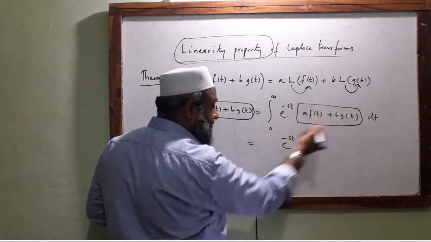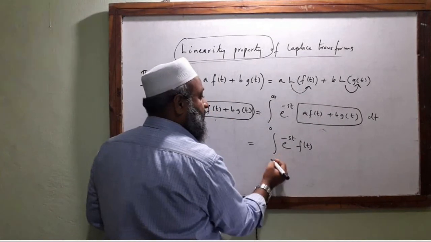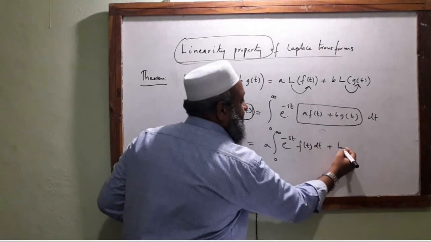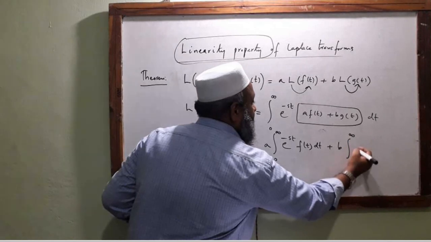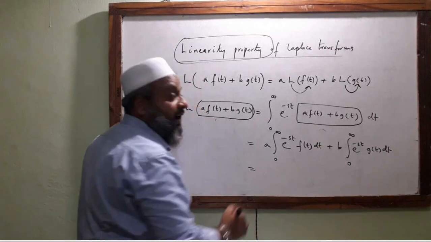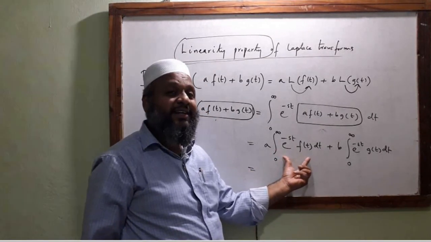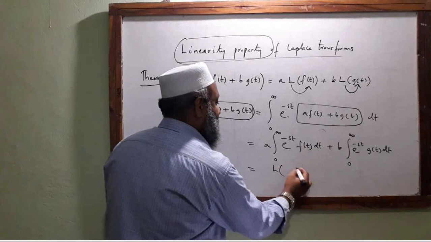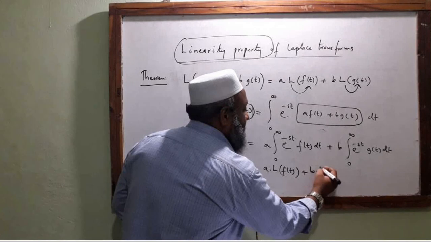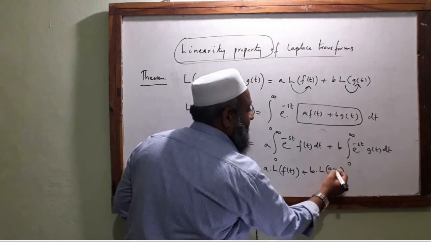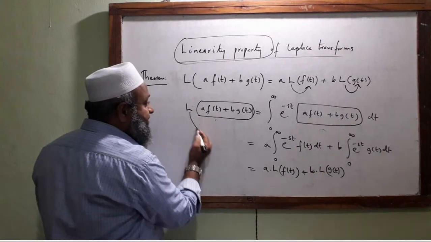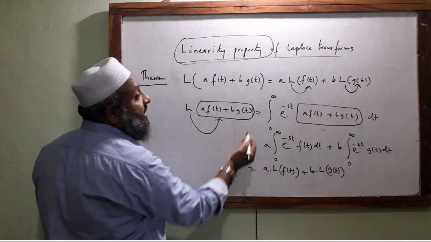This integral can be separated as we have just seen. So a comes out and it is the integral from 0 to infinity e power minus st into f of t dt. Similarly b comes out, integral from 0 to infinity e power minus st into g of t dt. And I hope you recall that this is nothing but a times L of f of t plus b times L of g of t, the Laplace transform of g of t. So this L is an operator which can be separated like this.